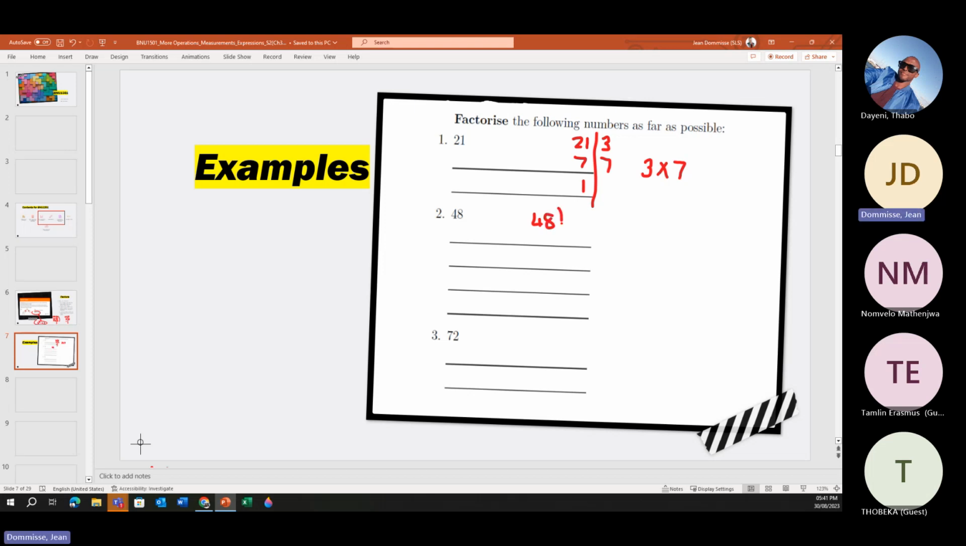Okay, so that is if we factorize 21, but let's see if we factorize 48. Again, start with 2. 2 goes into 48 24 times.